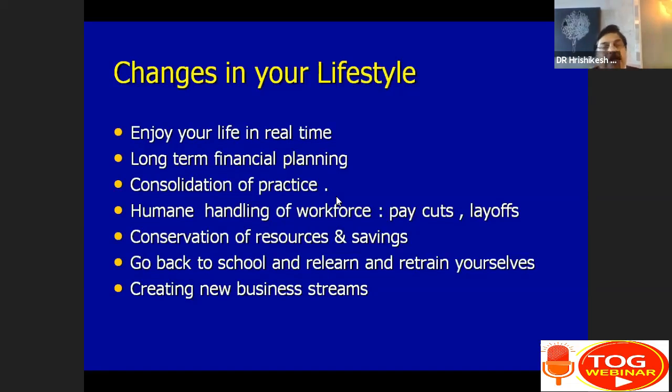Consolidation of practice is very important. Human handling of workforce. We are going to face pay cuts. They are our loyal, beloved workers. We have to cut their pays. We have to look at the layoffs. It has to be done in a human fashion.